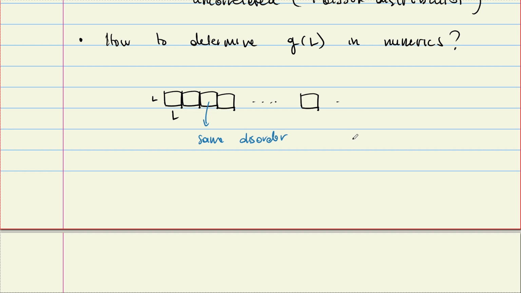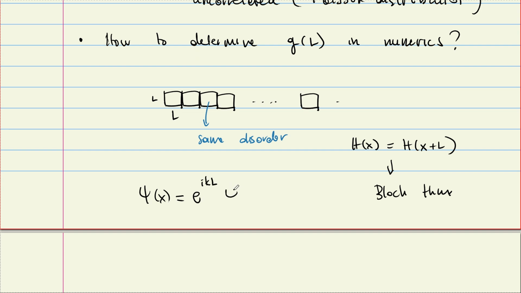Then that means H of x, if the size of the block is L, is going to be exactly equal to H of x plus L. And this is exactly what we had for Bloch theorem. That means psi of x plus L is going to be equal to some phase, e to the i k L, times psi of x.